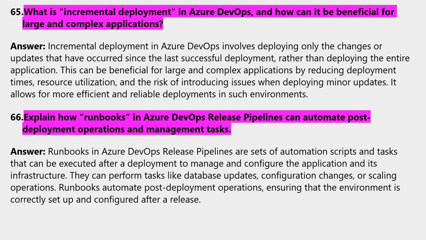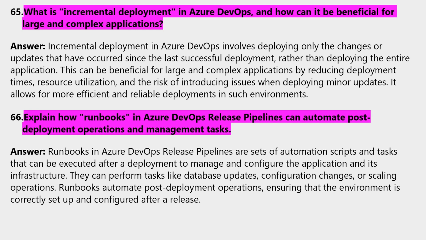What is incremental deployment in Azure DevOps, and how can it be beneficial for large and complex applications? Answer: incremental deployment in Azure DevOps involves deploying only the changes or updates that have occurred since the last successful deployment, rather than deploying the entire application. This can be beneficial for large and complex applications by reducing deployment times, resource utilization, and the risk of introducing issues when deploying minor updates. It allows for more efficient and reliable deployments in such environments.